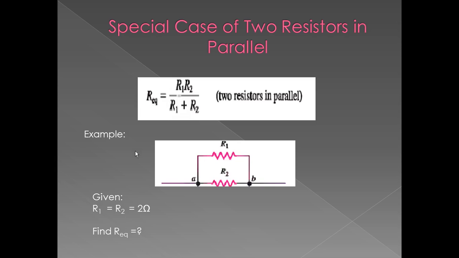So 1 over R equivalent is not R equivalent. R equivalent is the reciprocal. So 1 over R equivalent becomes 1 over 1, which gives you 1.